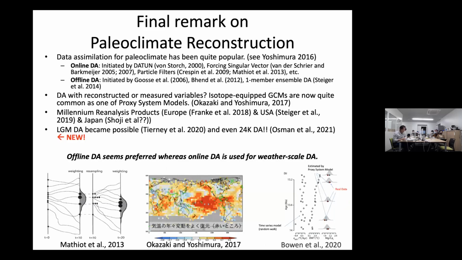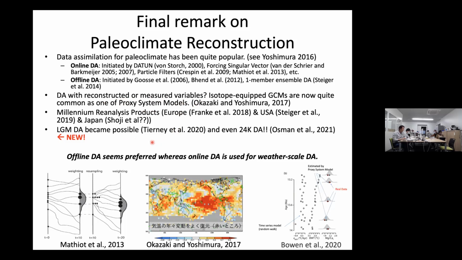And because I didn't tell anything about the paleoclimate reconstructions, I just want to make a final remark on the paleoclimate fields. So data assimilation is even more popular for paleoclimate. And then the isotope has been used for paleoclimate data assimilation more and more recently. And then the online and the offline data assimilation is also an issue. And then whether we are going to use a reconstructed variable or measured variables is also an issue.